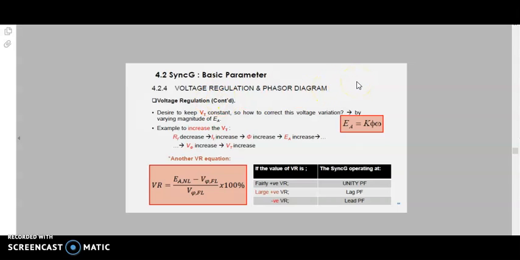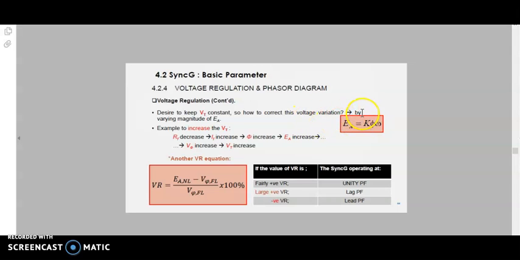Then, the voltage regulation and phasor diagram. The purpose of the synchronous generator is to maintain the terminal voltage, because when we put in load, for sure the voltage will drop. When you draw more current, the voltage tends to drop. So we need to keep the terminal voltage constant. So how do we correct or rectify this kind of voltage variation?